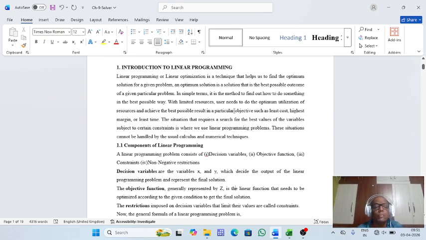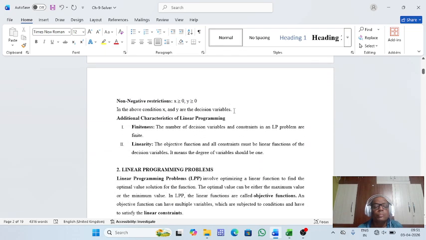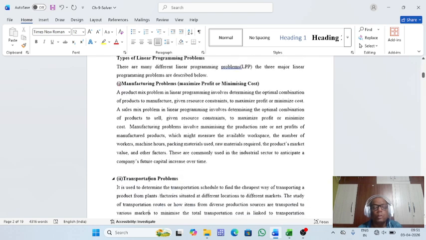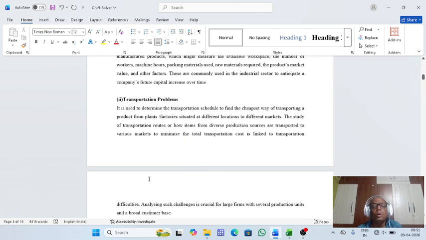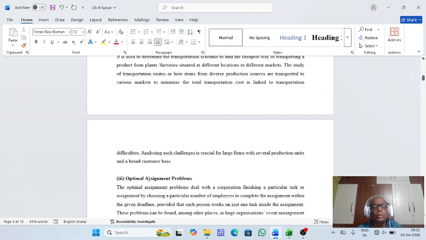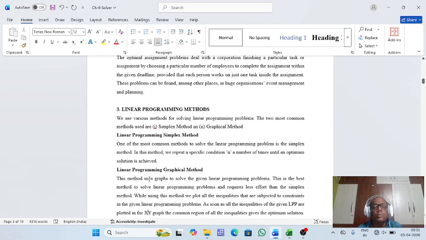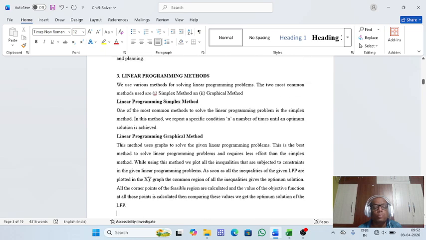I'll directly go to the example. This linear programming problem is applied in basically three situations. One is the manufacturing problem, where the goal is to maximize profit or minimize cost. The second one is the transportation problem, for minimizing the transportation cost, and the optimum assignment problem. There are two methods used in linear programming problems: the simplex method and the graphical method.